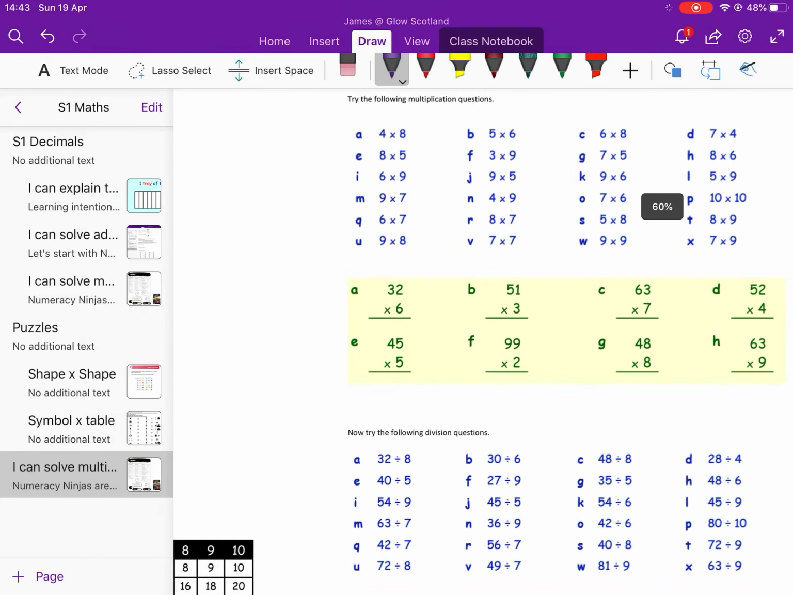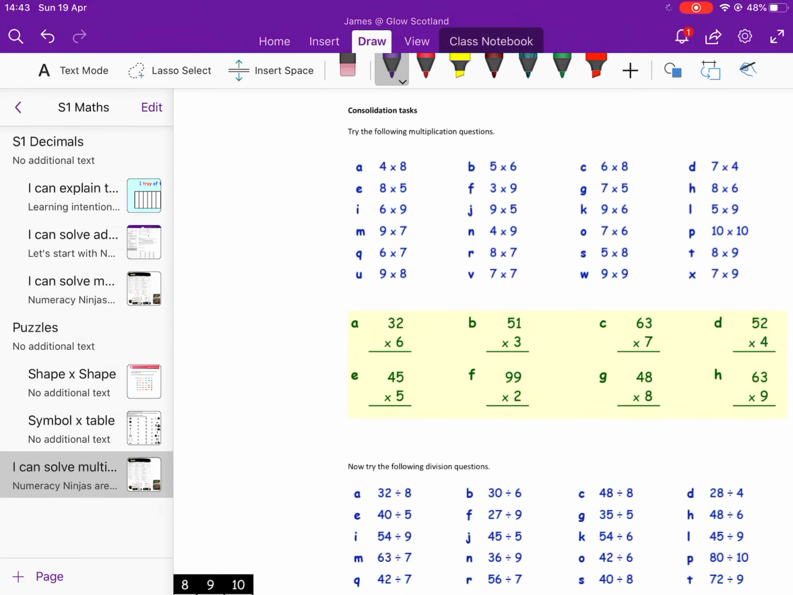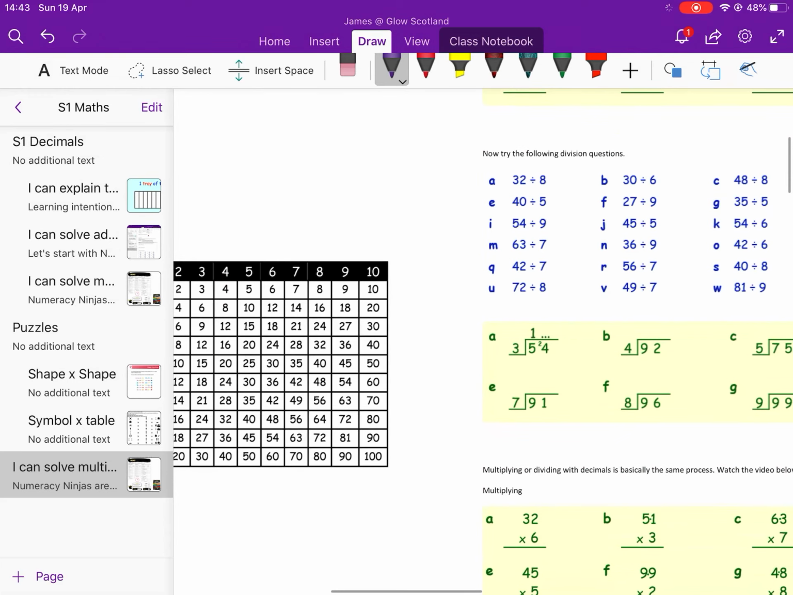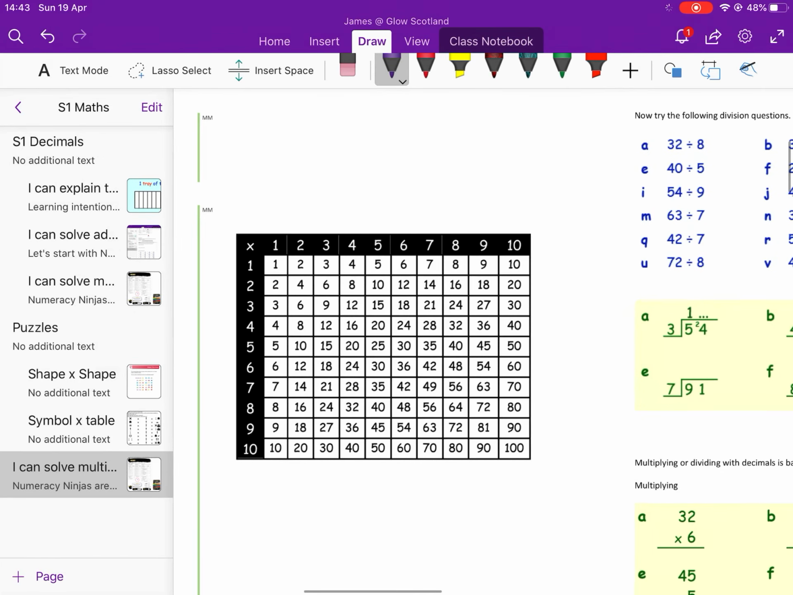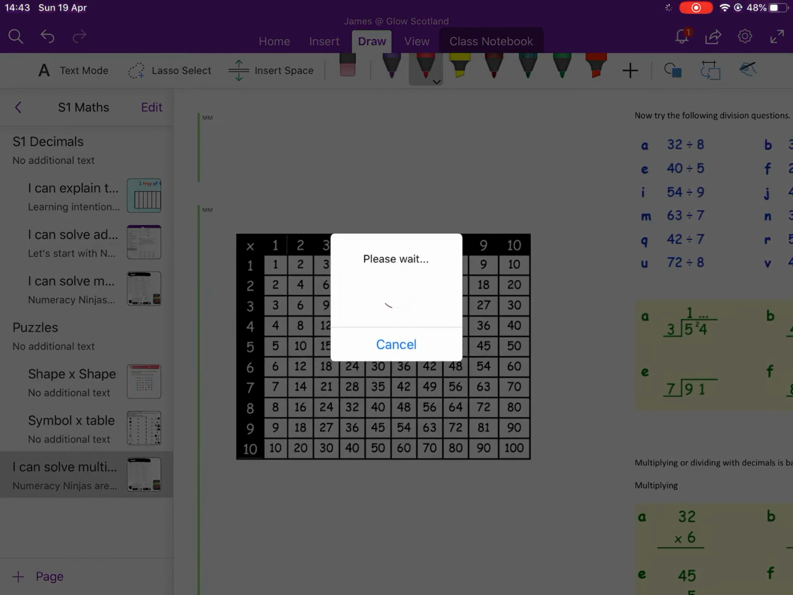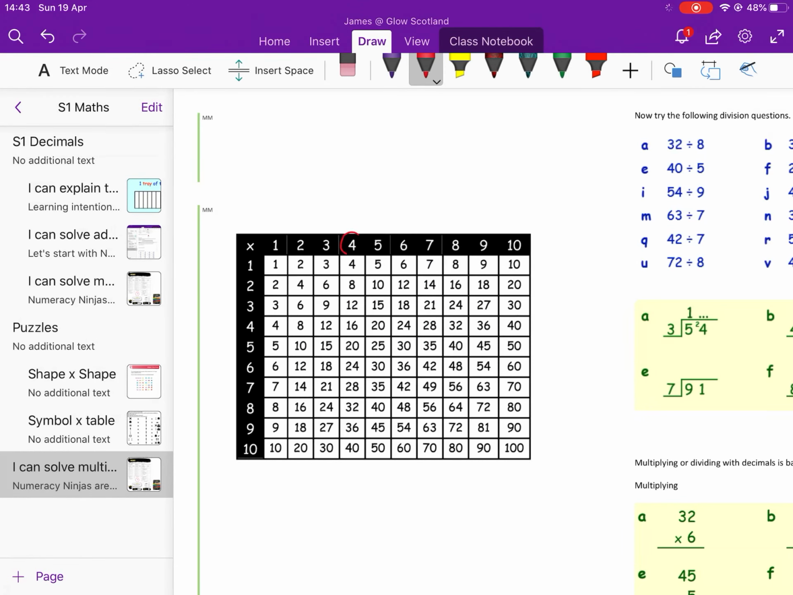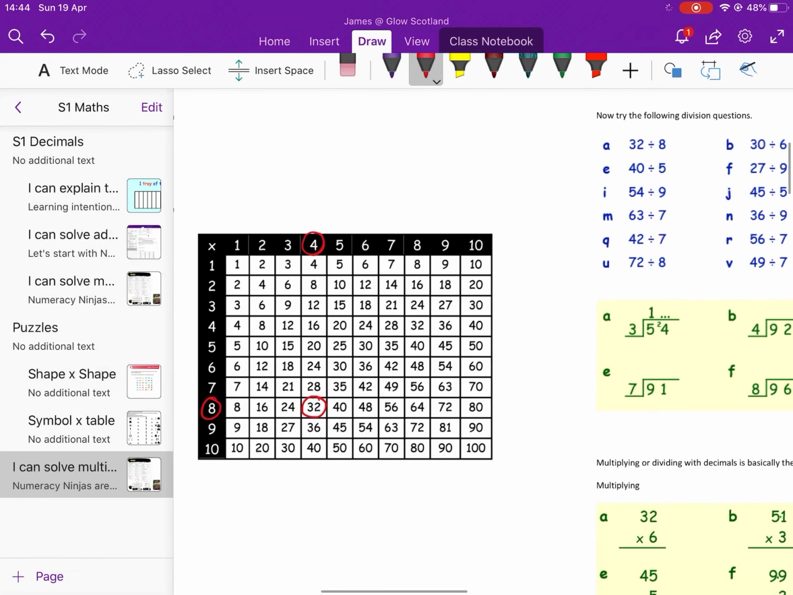We're going to start off just looking at some multiplication times table type questions. So 4 times 8 on that first one, and you might go back to your table square, 4 times 8. So if we look, 4 times table, 8 times table, and then where they meet is here. So that first one's going to be 32.